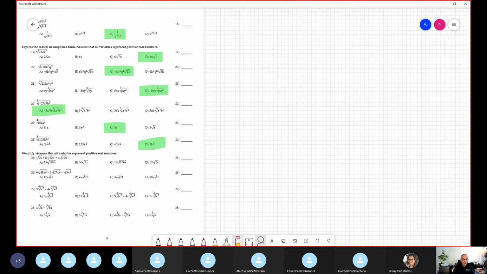Okay, let's do it. The first problem says square root of 2x plus 8 square root of 32x plus 4 square root of 72x. So you take each radical one by one and you break it down. In this case, 2x is prime, x is prime. I don't touch the first, not necessary to simplify because it's already in lowest terms.